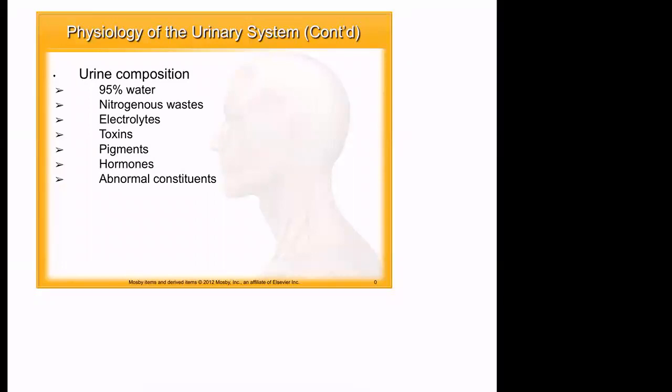Okay, so this is what we'd expect the physiology of urine to look like. The composition of urine after the result of all of this physiology is what I should say. 95% of urine is made up of water. Now, again, we're talking under normal circumstances. The nitrogenous waste, that's that urea that we are getting rid of. Electrolytes, and I know you're thinking, but wait, I thought we need electrolytes. Well, we do need some, and we are going to lose some. In some cases, we might even lose some glucose. Toxins, pigments, hormones, yes, yes, yes. Abnormal constituents means just that. Under normal conditions, we don't see a lot of red blood cells. We don't see a lot of white blood cells. We don't see a lot of breakdown of other things.